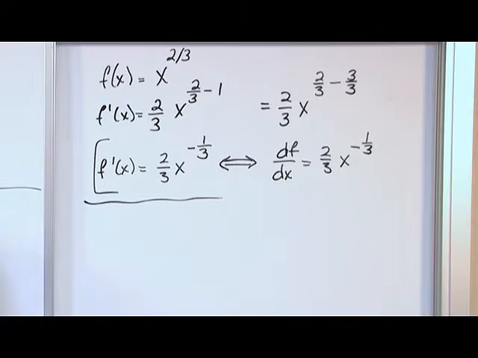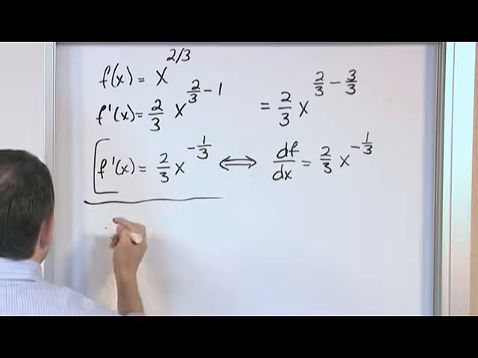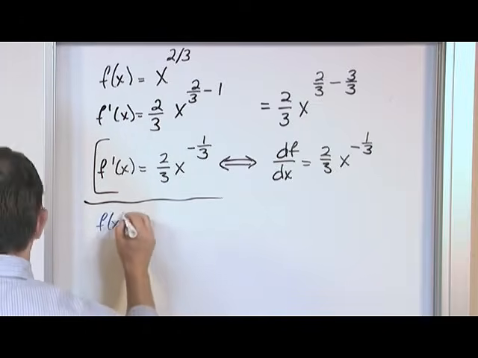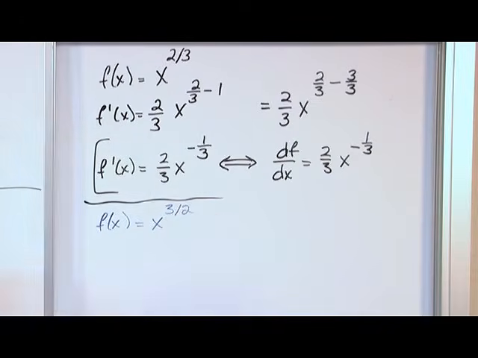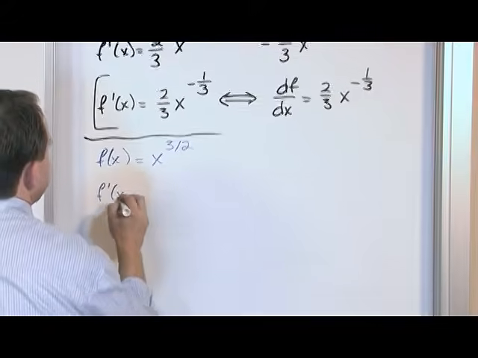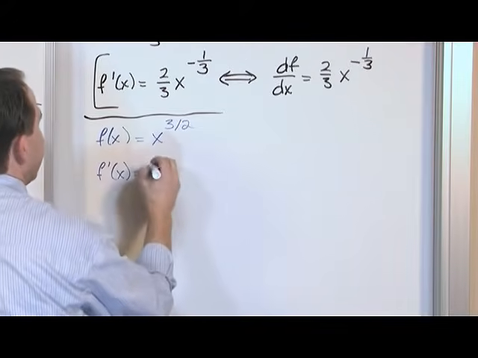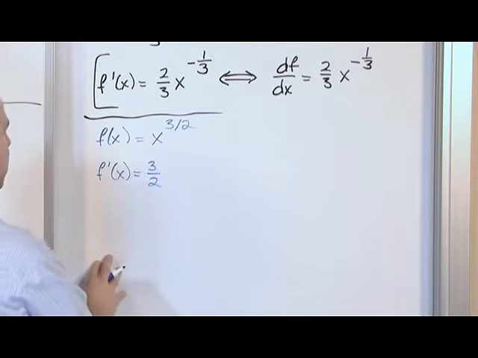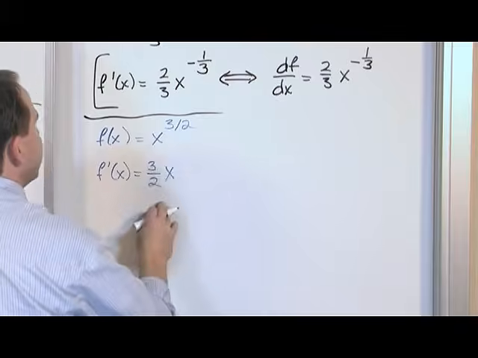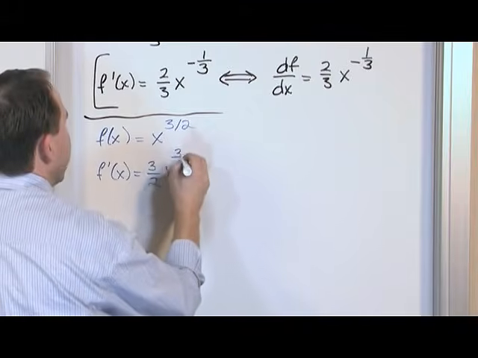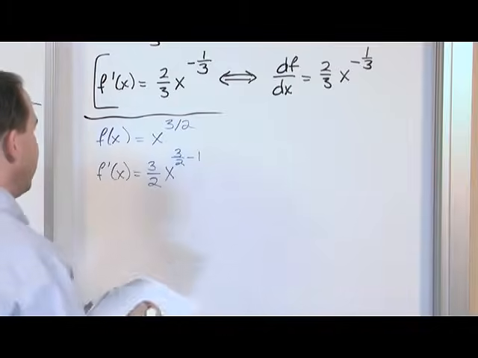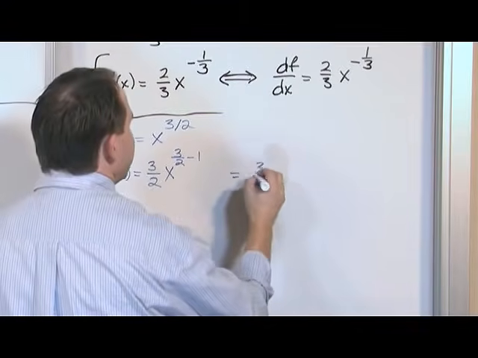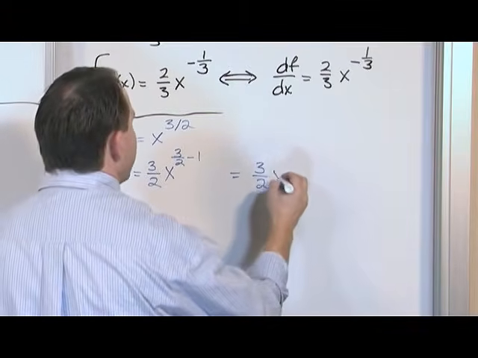Okay, let's switch colors and go to, what if we have f of x is equal to x to the 3 halves. So same sort of problem, just a different fraction up there. We're going to do the same thing. F prime of x is equal to, take the exponent down, 3 halves, okay? Mark the x, and then the exponent's going to be 3 halves minus 1. And again, a lot of you guys can do this in your head, that's okay. So we'll have 3 halves x.